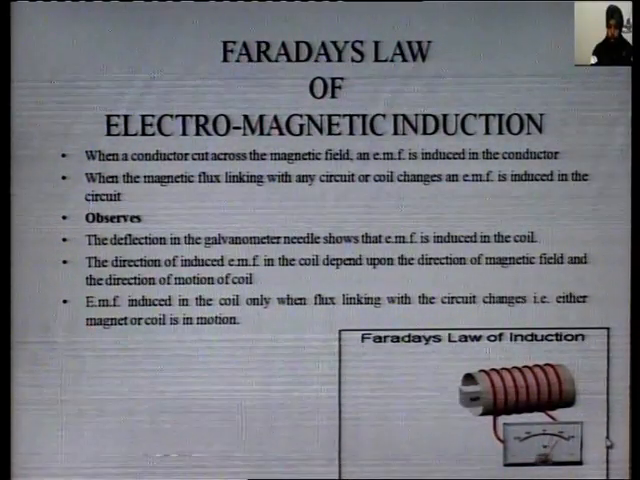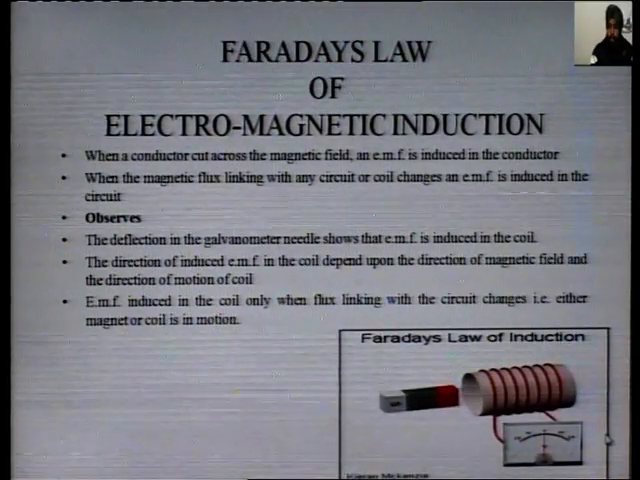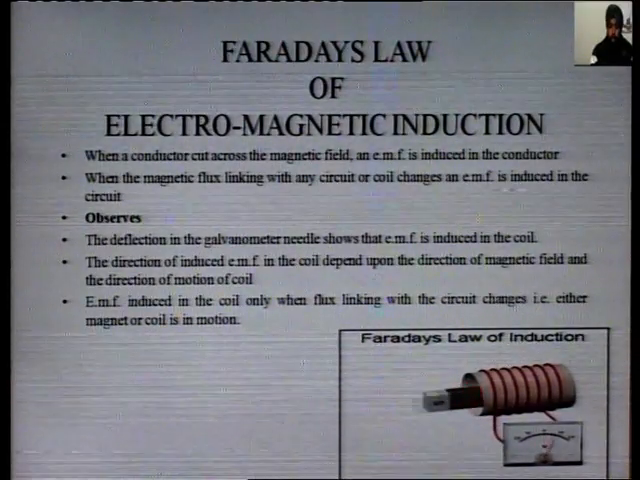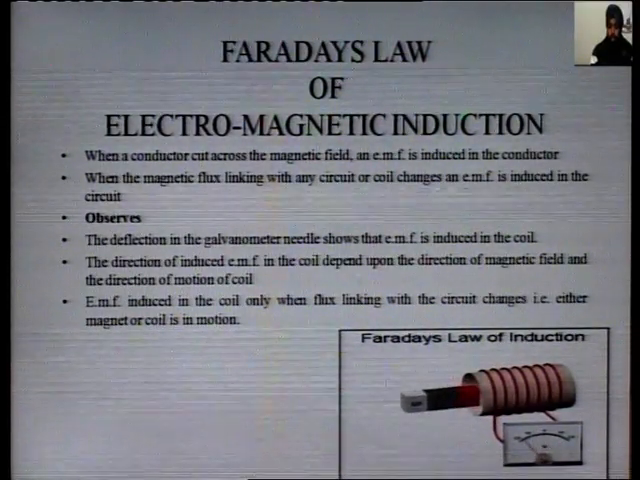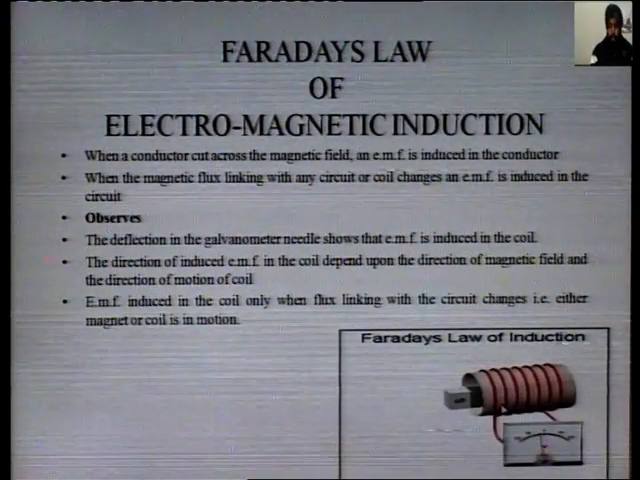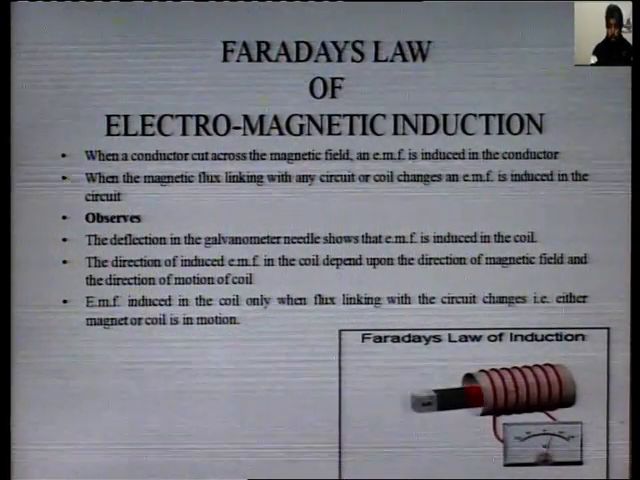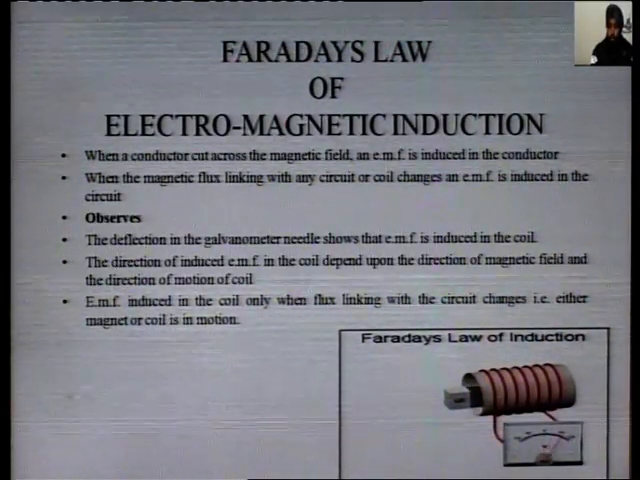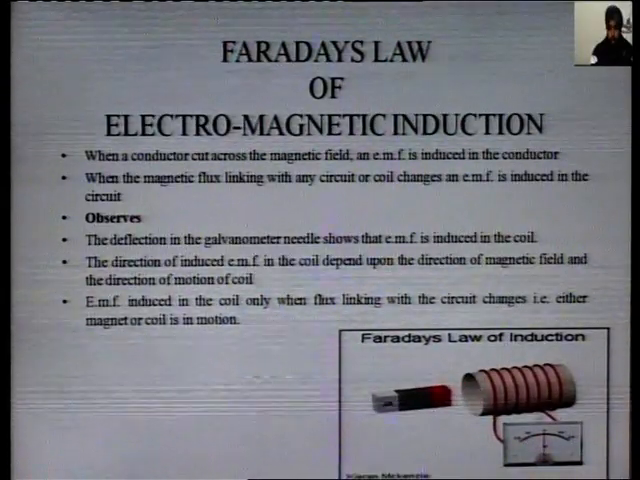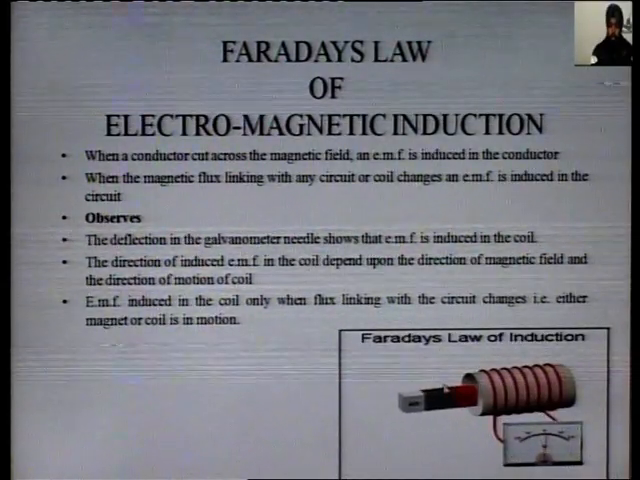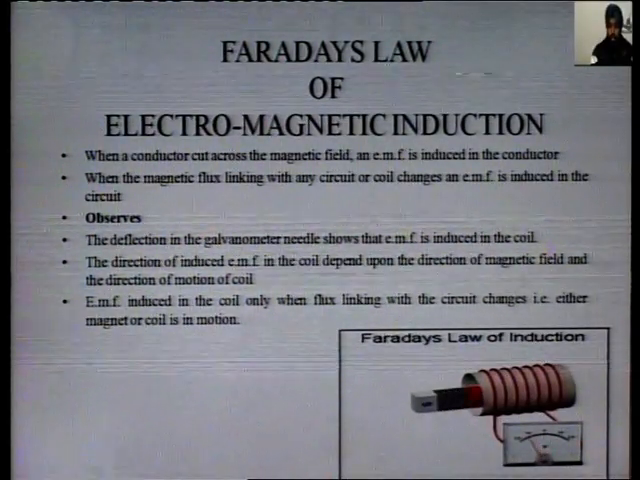The direction of induced EMF in the coil depends upon the direction of the magnetic field and direction of motion of the coil. EMF is induced in the coil only when the flux linking with the circuit changes. So EMF will be induced only when the flux linking with the circuit changes. If the flux links with the coil but does not change, then no EMF will be induced in this coil. So two conditions are required. First is flux linking, and second is the flux linking with the circuit should change.